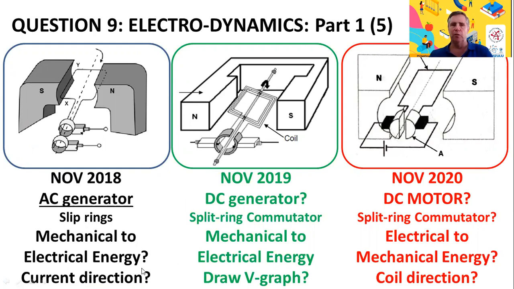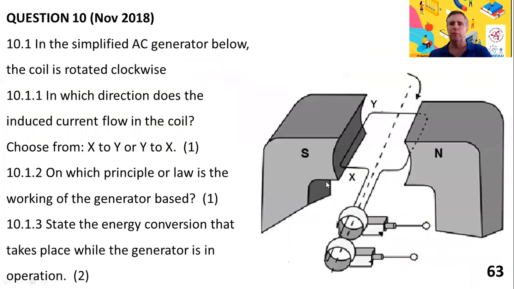Other questions you were asked, in 2018, you were asked for the current direction in the coil. 2019, you were asked to draw a voltage graph. And 2020, you were asked for the coil direction as the coil turned. We will look at all of those carefully. But notice there is this part 1 to the question, which really should be no problem for you to answer. Let's start with November 2018.